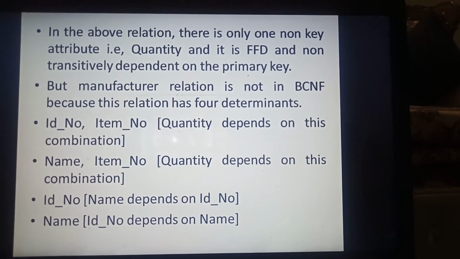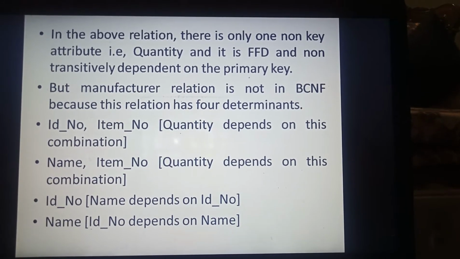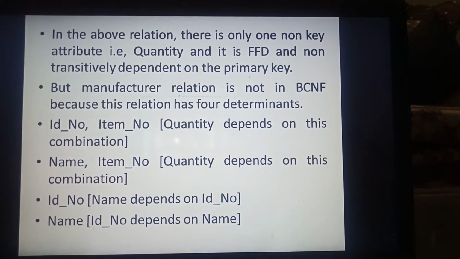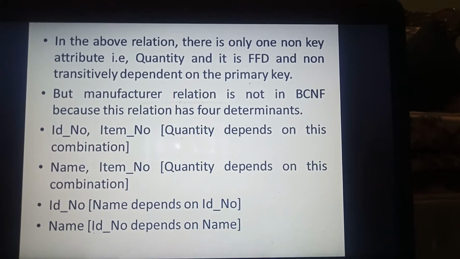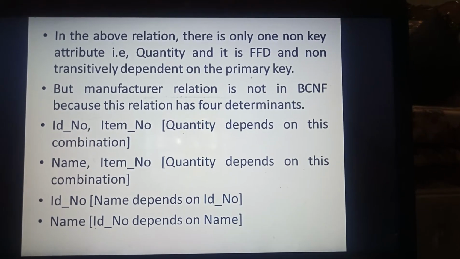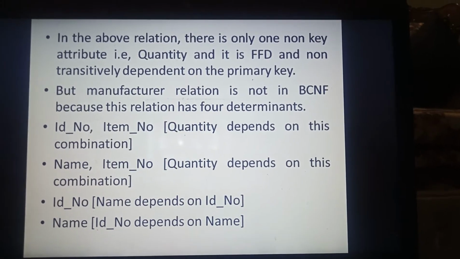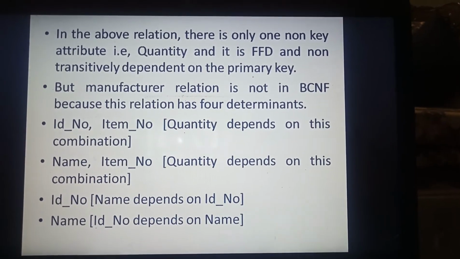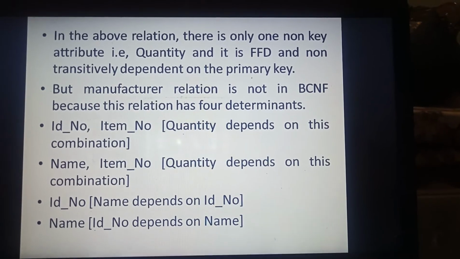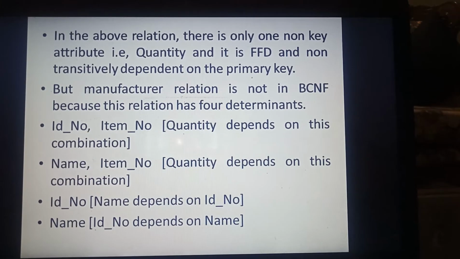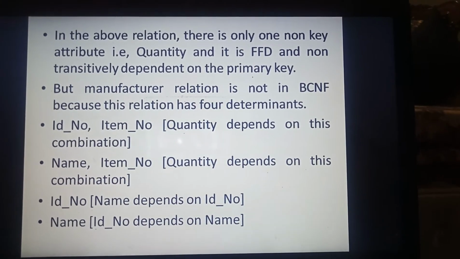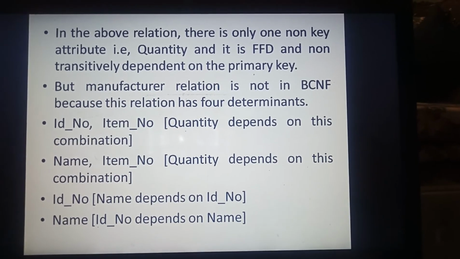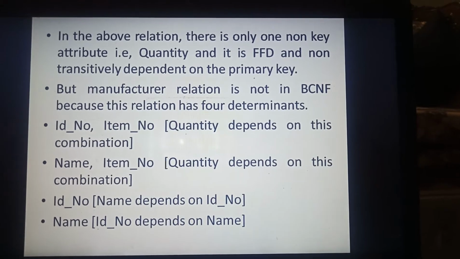Okay. But the manufacturer relation is not in BCNF. Why is it not in BCNF? Because the definition of BCNF states that every determinant is a candidate key. Now we have 4 determinants from the functional dependencies that we have derived. First determinant is ID number and item number. Second determinant is name and item number. Third determinant is ID number, and fourth determinant is name.